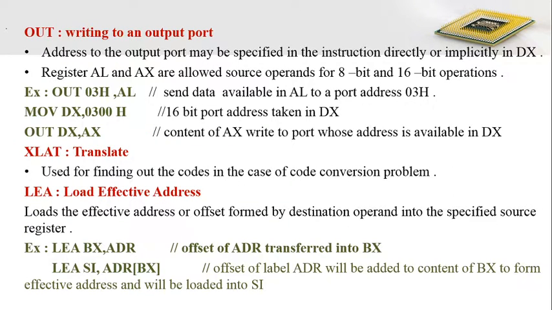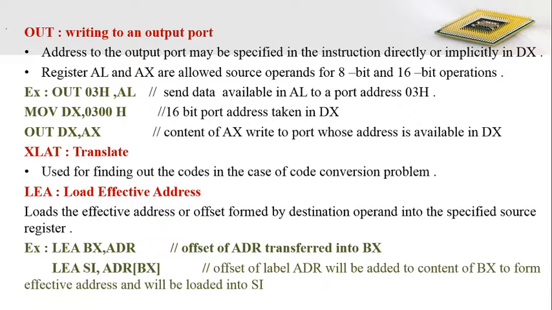Similarly, we have the output instruction, writing to an output port using the instruction OUT. The address of the output port may be specified in the instruction directly or implicitly using the DX register. Registers AL and AX are allowed source operands for 8-bit and 16-bit operations. OUT 03H, AL is an example. It sends the data available in the AL register to the port whose address is 03H, which is directly given in this instruction.